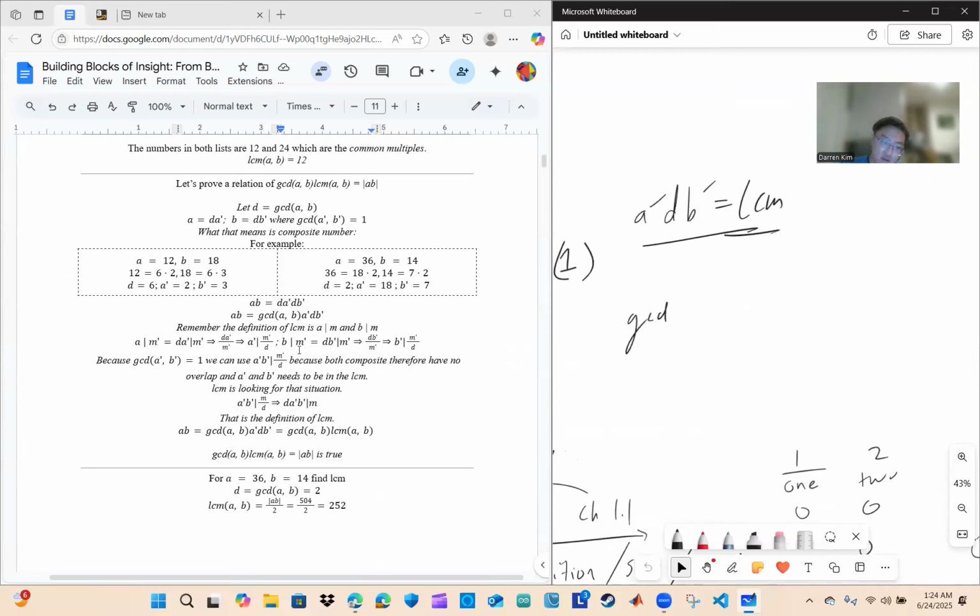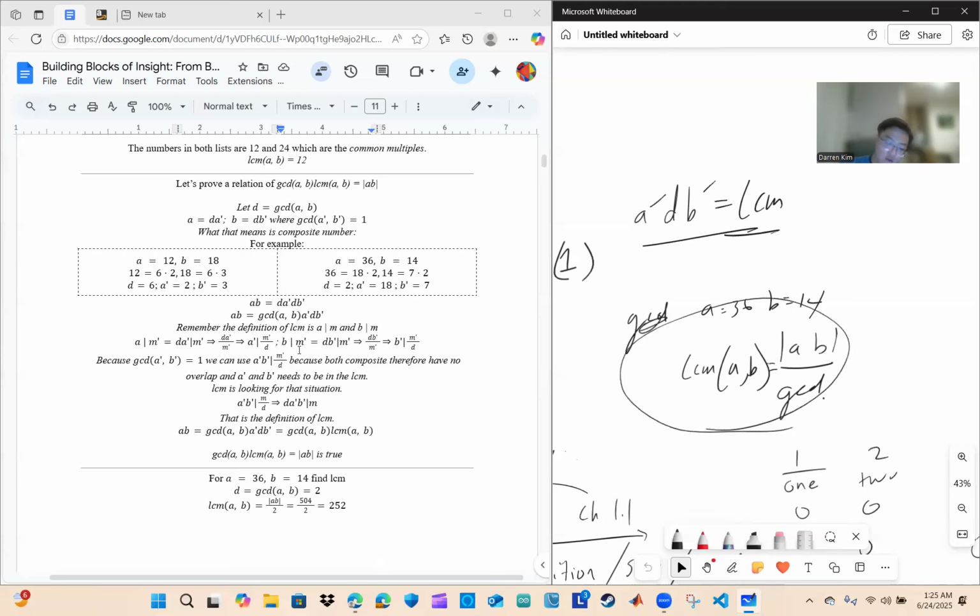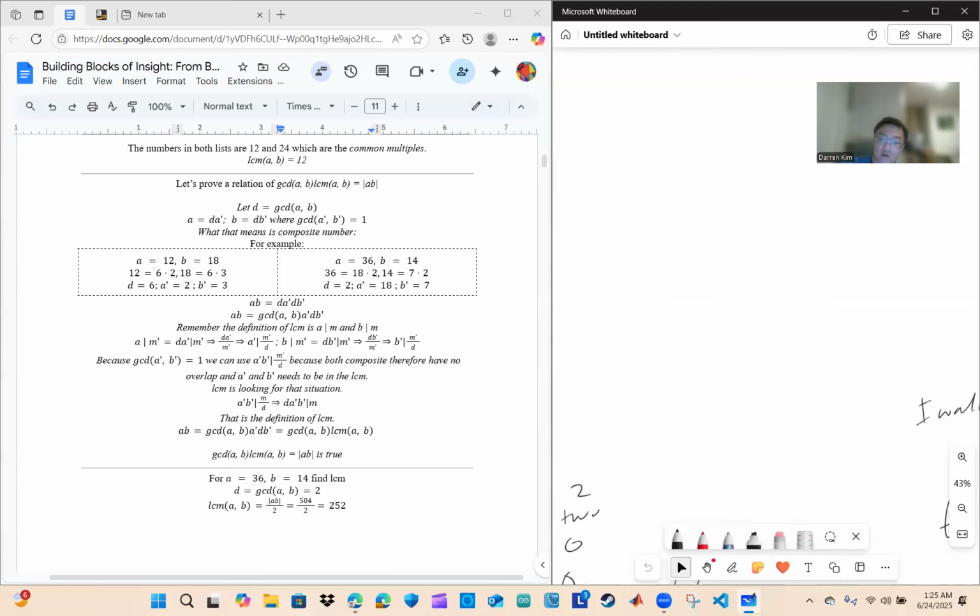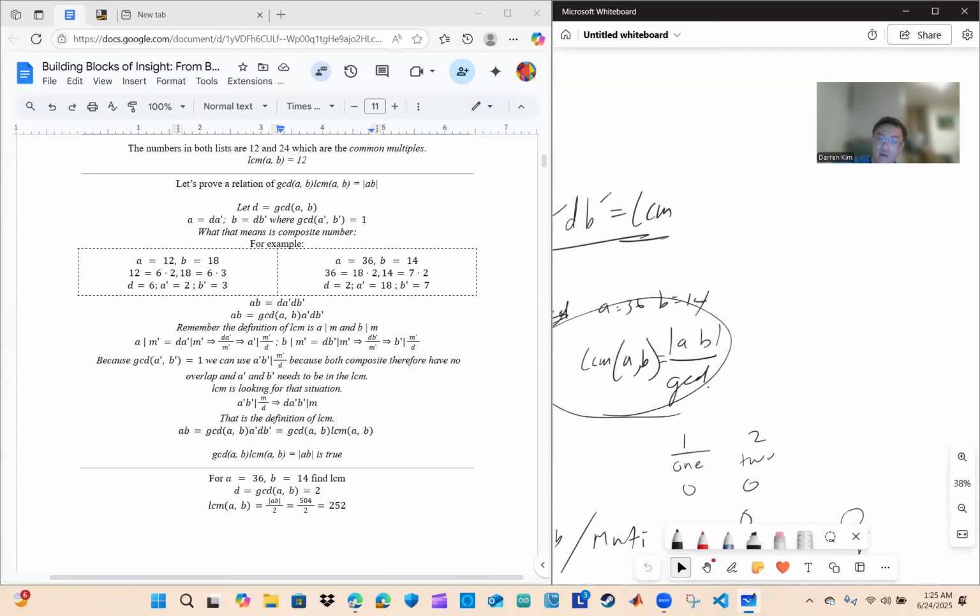And as you can see, if I choose a equal 36 and b equal 14, that's way too large, and it's easier for you to just call on this equation and solve it like this, like that. That solves the whole thing like snap. That's the recommended way, in my opinion.